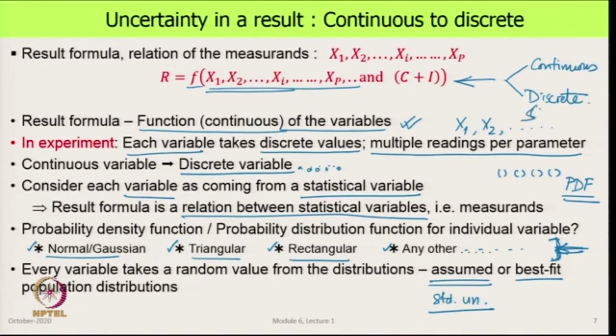Discrete, and we can say statistical variables. So, it is like saying that a formula could be that I have some normal function which represents something. In the result formula, I am adding another normal function to it and calculating my result. So, this is what we are looking at.